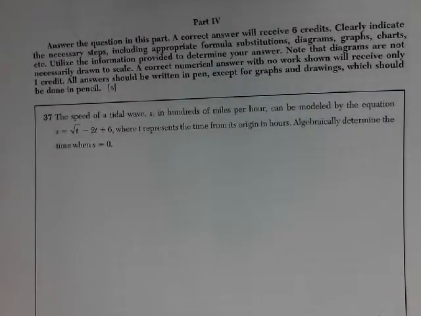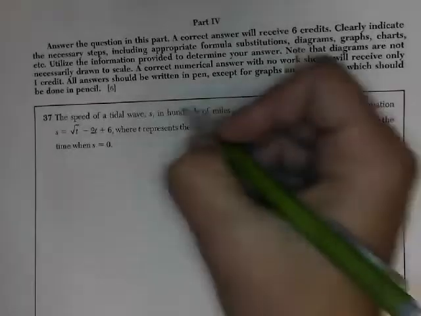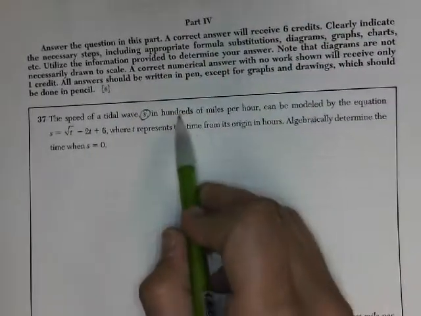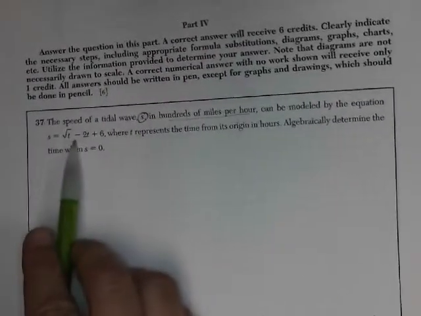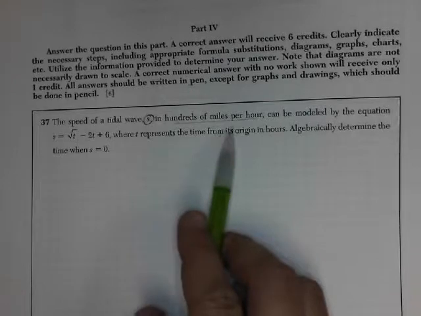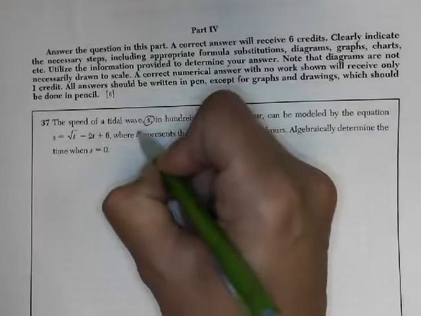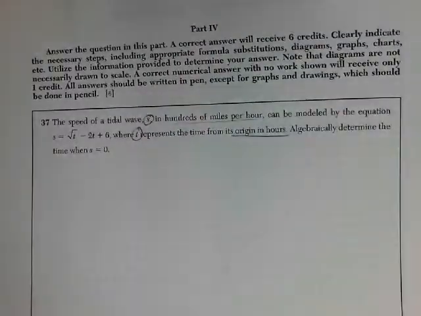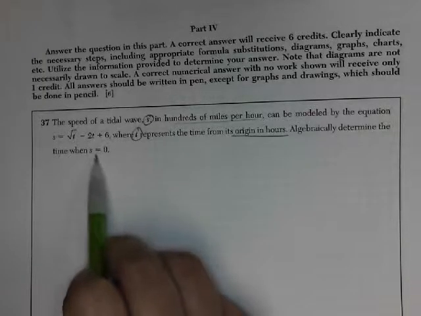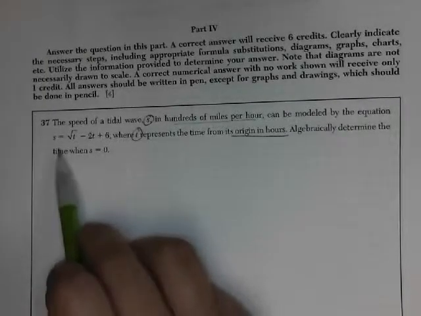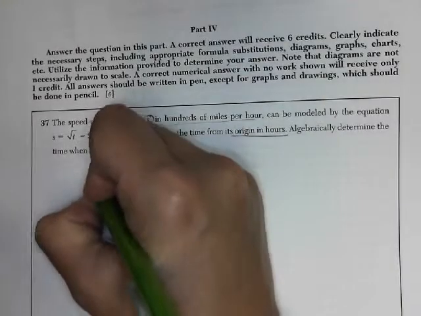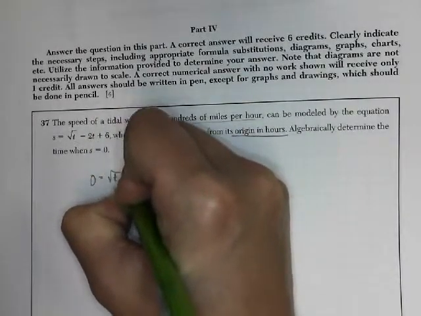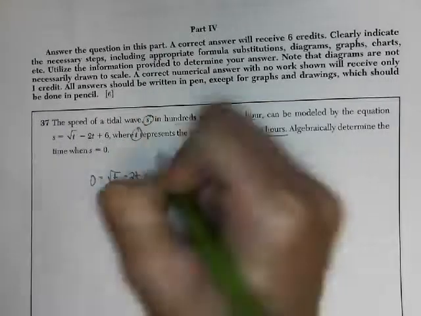The speed of a tidal wave, in hundreds of miles per hour, and speed is given as s, hundreds of miles per hour, that's huge, can be modeled by this equation, where t represents the time from its origin in hours. So t is in hours. Algebraically determine the time when s equals 0. So when will the tidal wave be going 0 miles per hour? So we're just going to take a look at this.